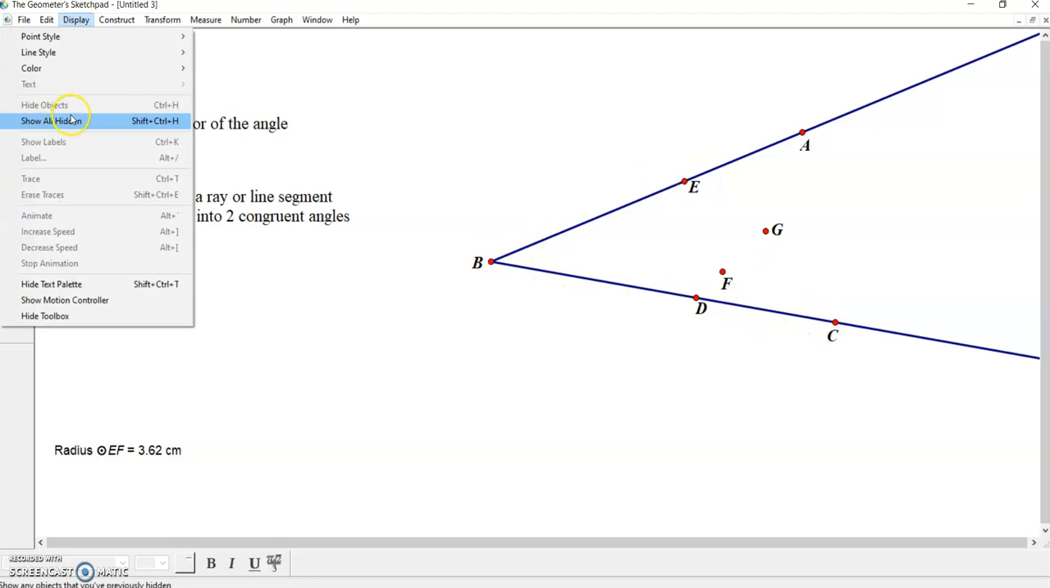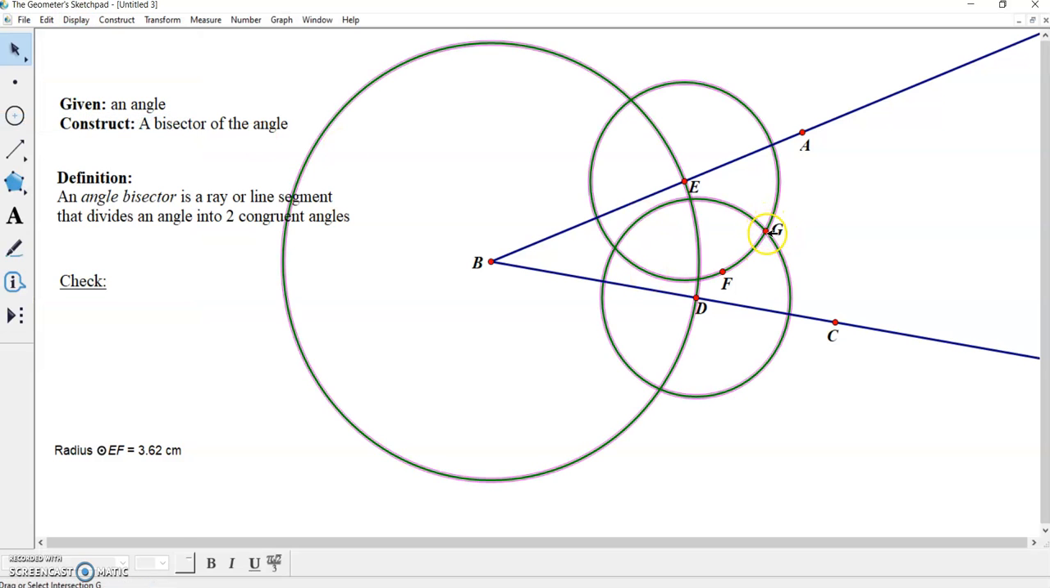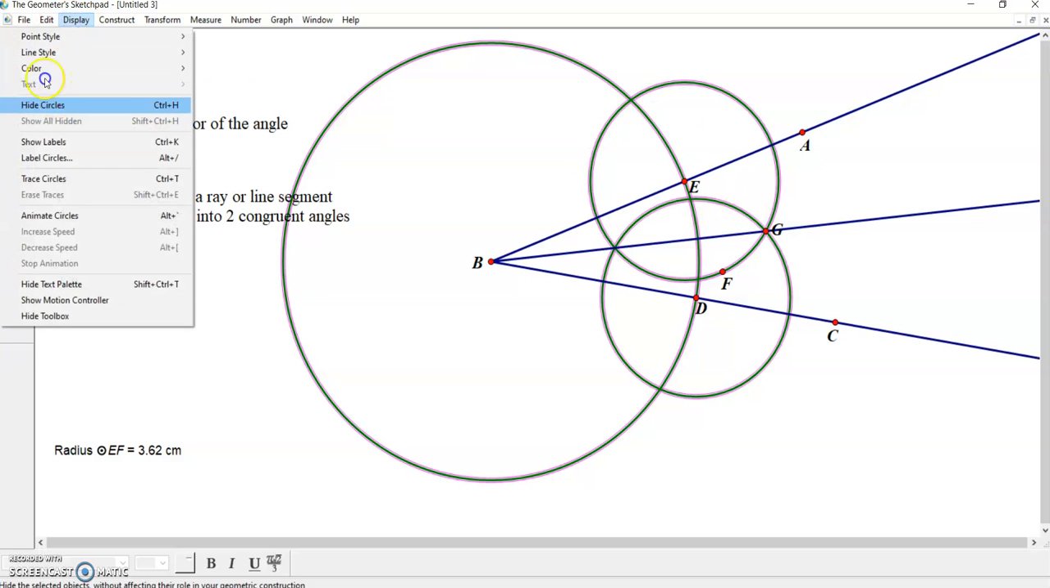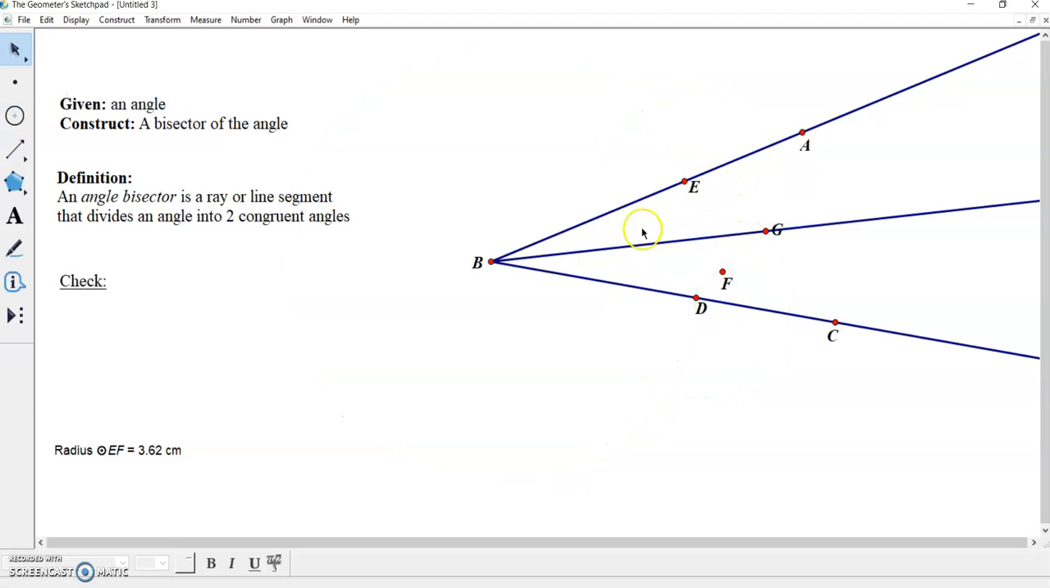Well, let me go ahead and show the circles again. This point G, if I create a ray that goes through point B and G, that will give me the angle bisector of my given angle. So let's go ahead and do that. If I construct a ray that goes through BG, that ray BG is my angle bisector. Like we did earlier, I'm going to hide these circles again so that we can truly see how the ray bisects this angle and creates two congruent angles.